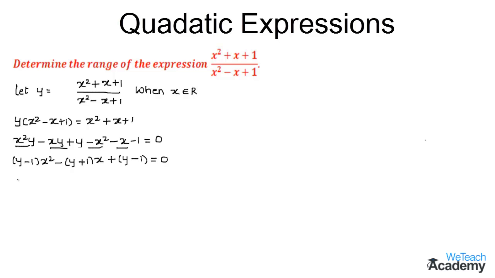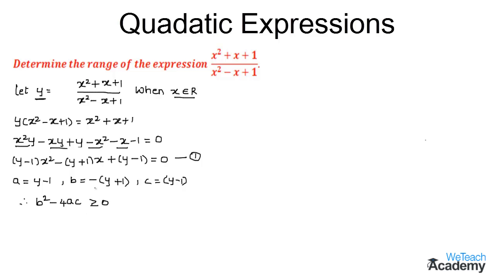So we get the value of a as y minus 1, and b would be minus of (y plus 1), and similarly we get the value of c as y minus 1. As we said that x belongs to R, then the value of y would also be real. So therefore we can say that the roots of equation 1 are also real. So we have the condition b square minus 4ac is greater than or equal to 0.